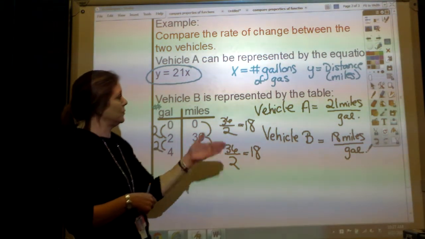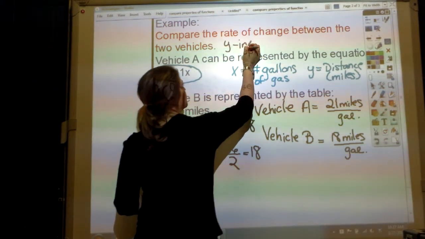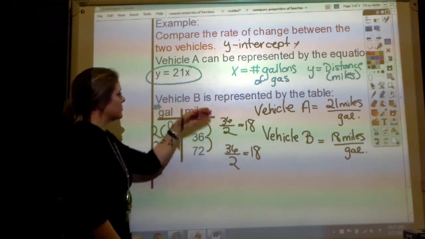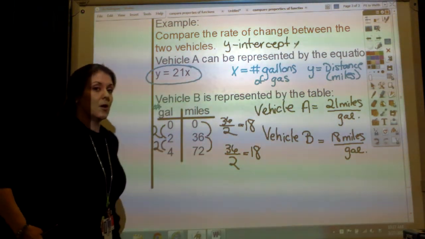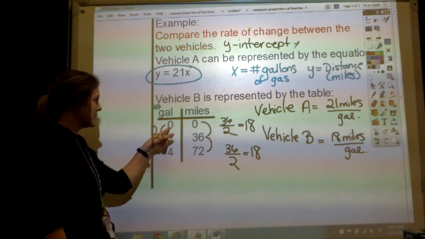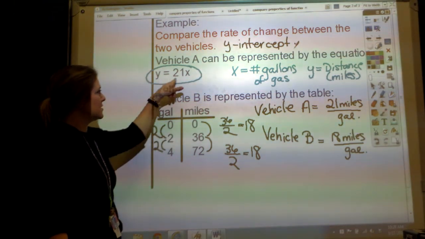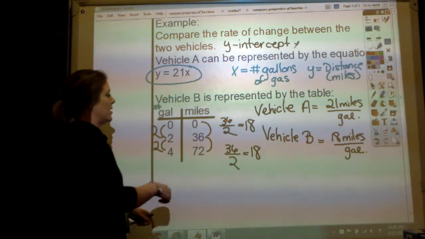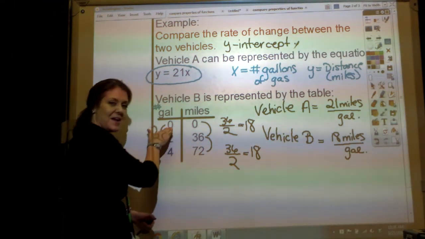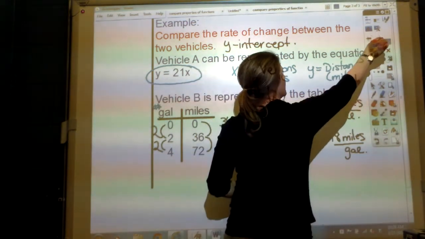One other thing that you would be asked to compare would be that y-intercept. Now in this situation, the y-intercept for both vehicles will be 0, because if you have no gallons of gas, you're not going anywhere. So this is a situation, just like I said, direct variation. Your y-intercept is going to be at the 0, the origin, (0, 0). Because if you don't have any gas in the tank, you're not going to go anywhere in that car. Let's look at another example.